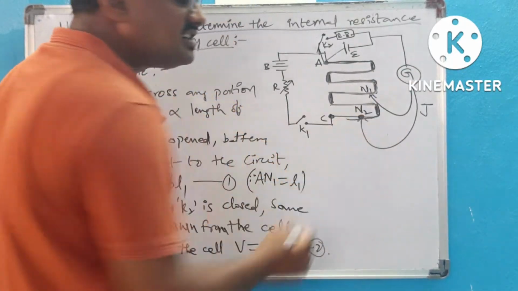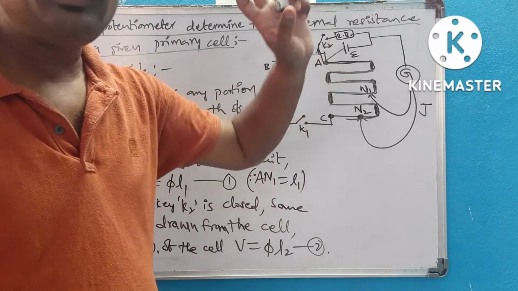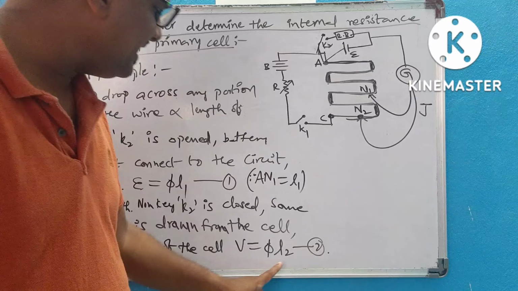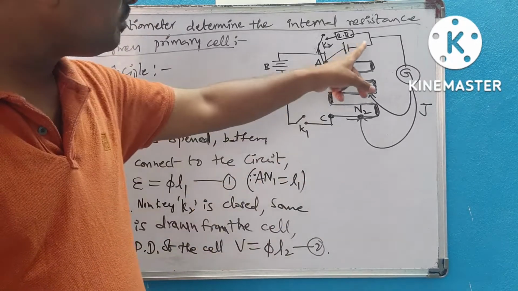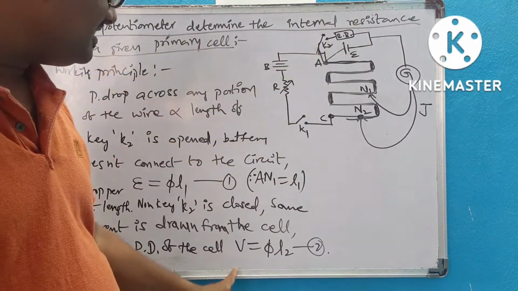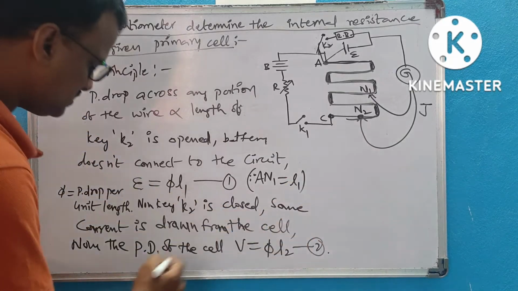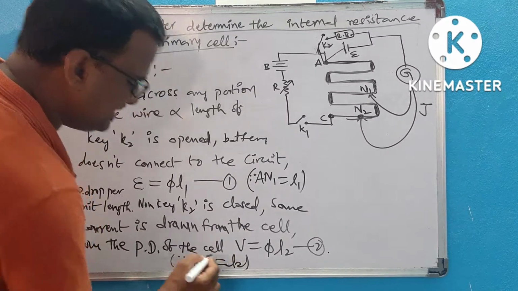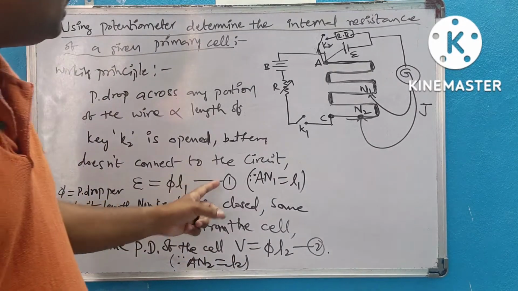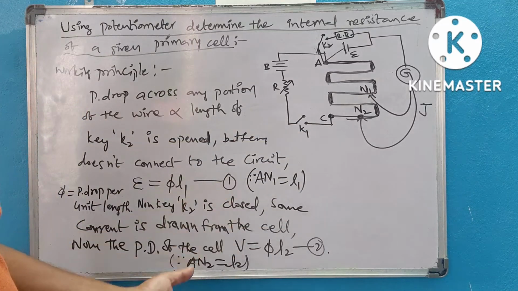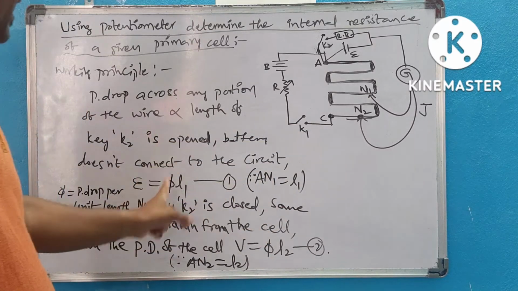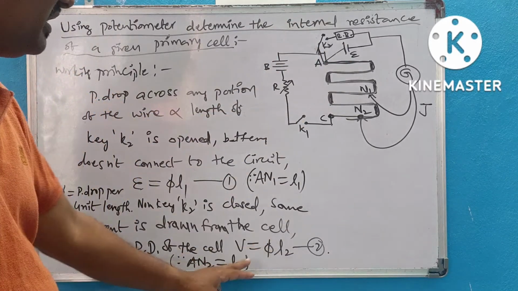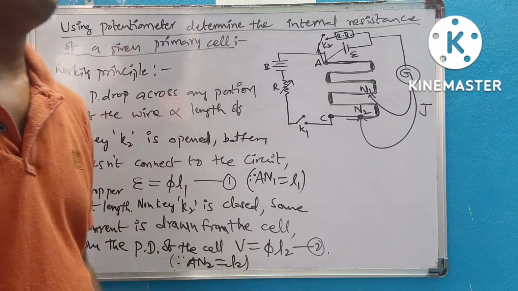At some point N2, the galvanometer shows null deflection. So the AN2 length can be taken as L2. Now the potential of the cell is equal to phi L2. Whenever the cell is not connected to the circuit, we get EMF equal to phi L1. Whenever the cell is connected to the circuit, we get potential V equal to phi L2.